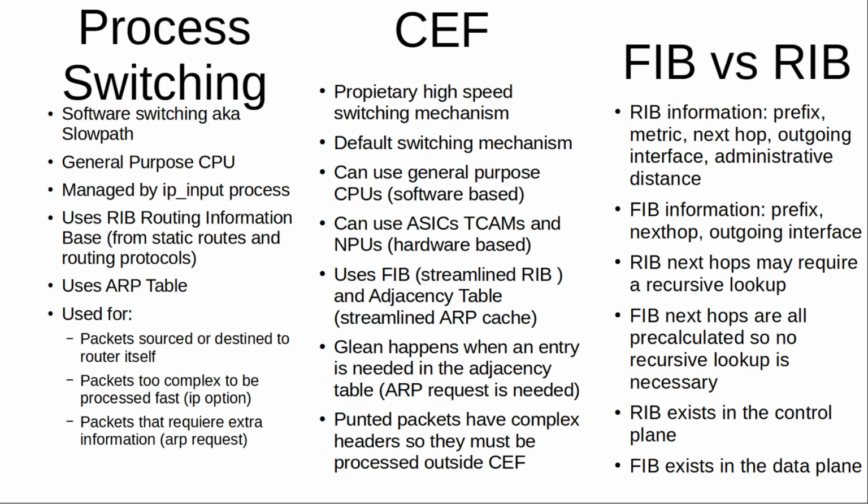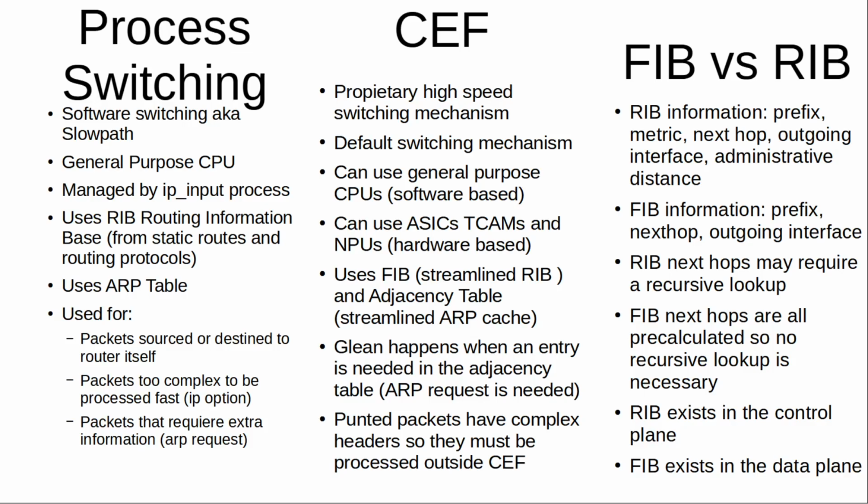You can identify it if you do a show processes by the IP input name. It will use the RIB, which is the routing information base that comes from static routes and routing protocols, pretty much the same as the routing table, and it will use the ARP table.